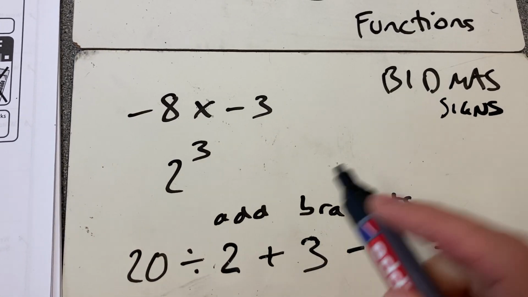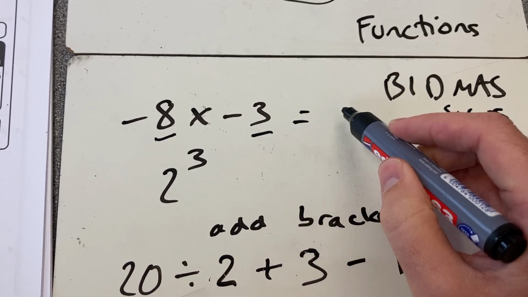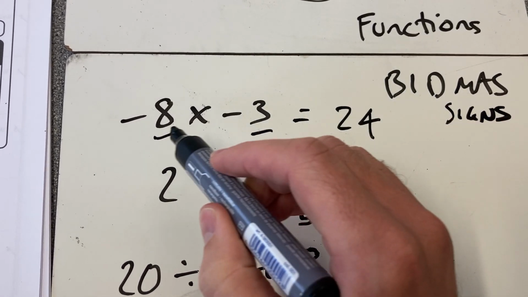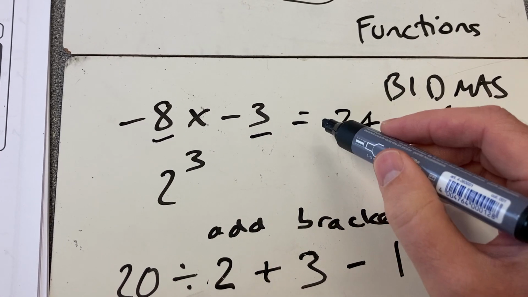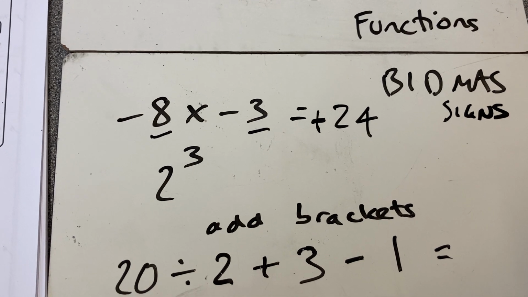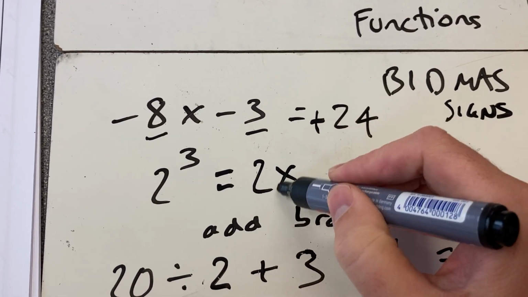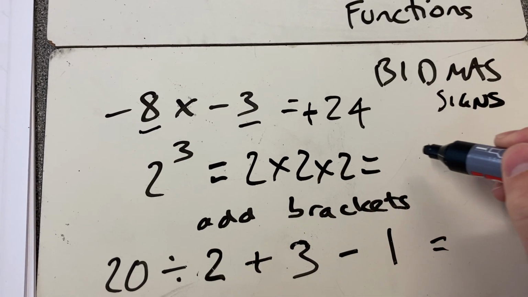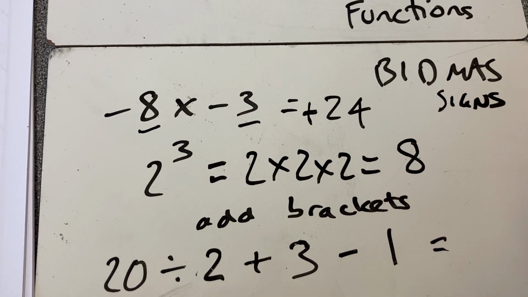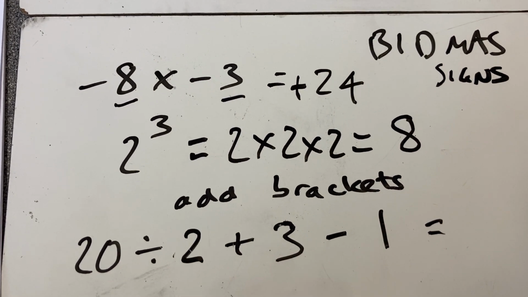So it's -8 times -3. So let's do the numbers first. 8 times 3 is 24. Now look at the signs. A negative times a negative is positive. I don't need to write that positive because it's assumed positive if there's no sign, but that's 24. And then 2 cubed. It's 2 times 2 times 2. And it's 8. It's a non-calculator paper, so I can't check that on a calculator during an exam.